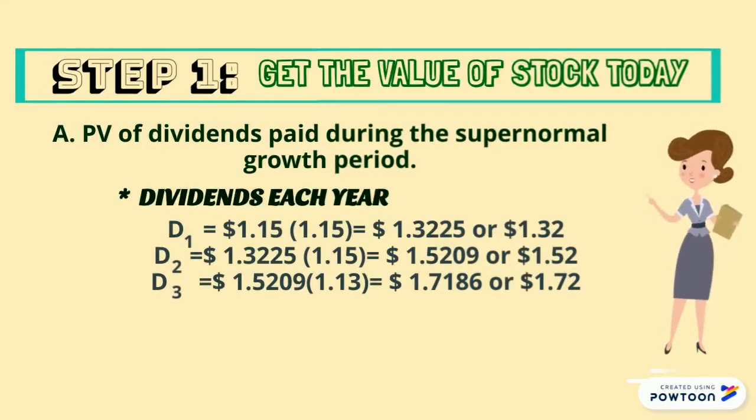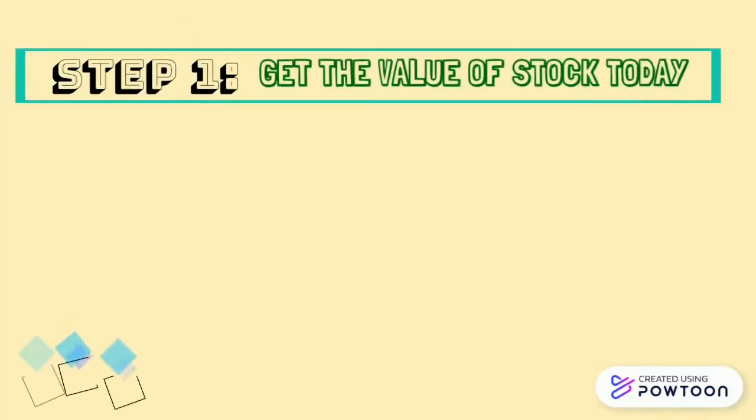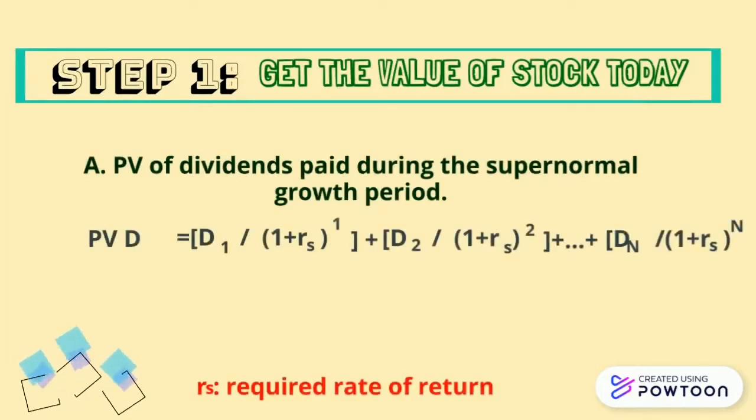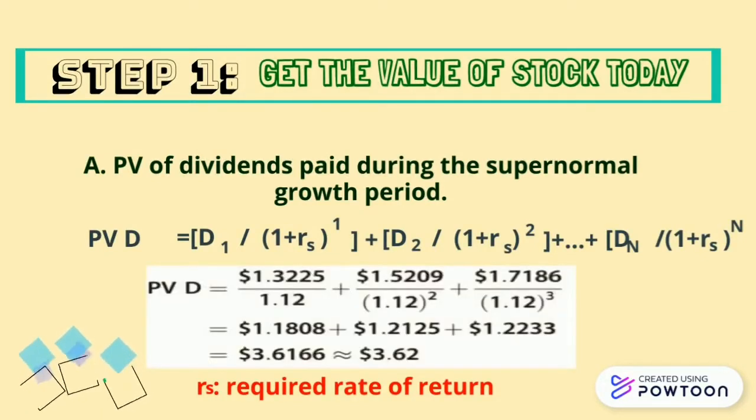For D sub 2, $1.32 times 1.15 is equal to $1.52. For D sub 3, $1.52 times 1.13 is equal to $1.72. And now we can get the PV of dividends paid during the supernormal growth period by using the formula D sub 1 divided by the sum of 1 and R sub s raised to 1 plus D sub 2 divided by the sum of 1 and R sub s raised to 2 and so on. So the PV of dividends is $3.62.